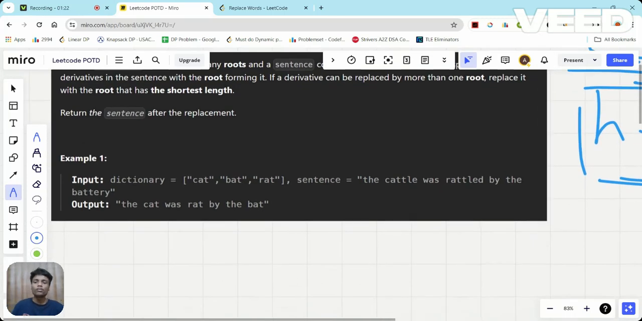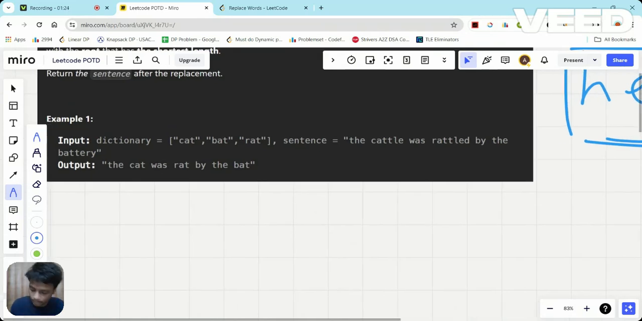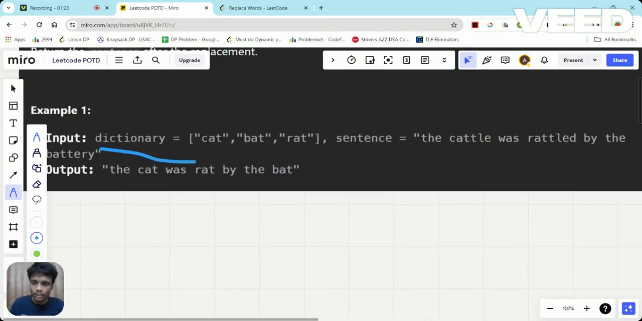Okay. So what is the input format? We are given a dictionary. Dictionary is basically a vector of strings: cat, bat, rat. We have given a few strings in the dictionary, and these are basically the roots of derivatives. These are basically roots, and we want to replace the derivatives found in the sentence string with these roots.